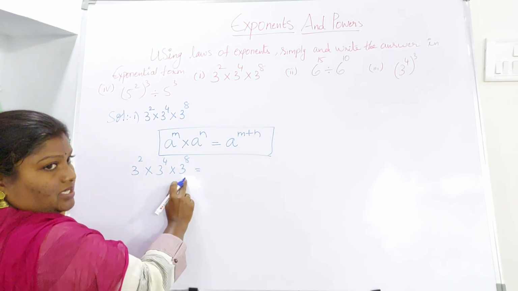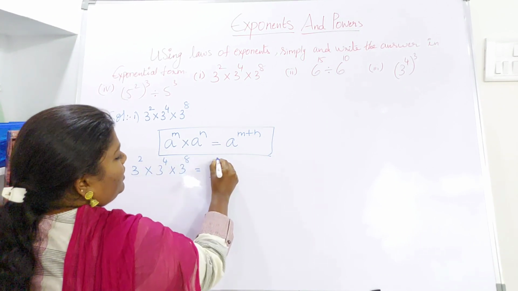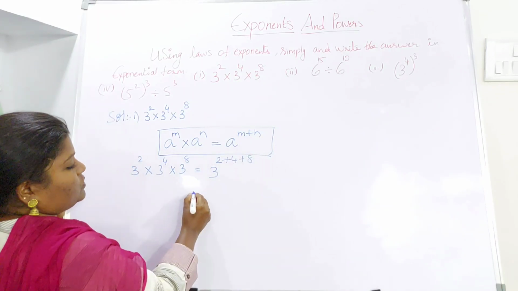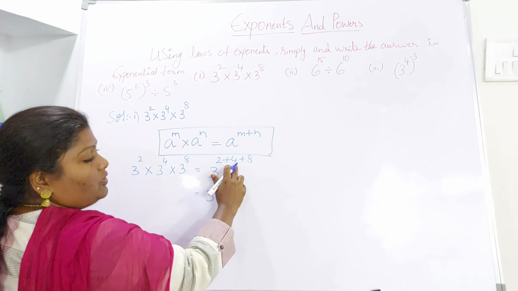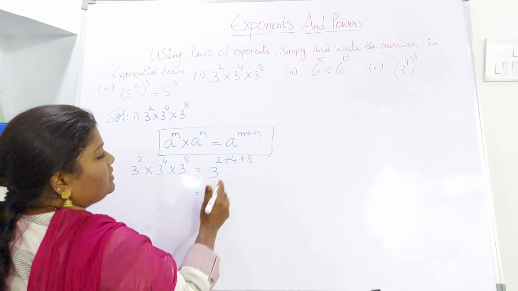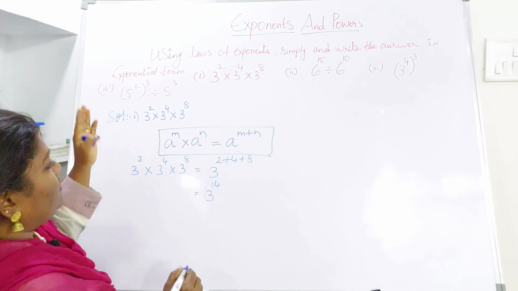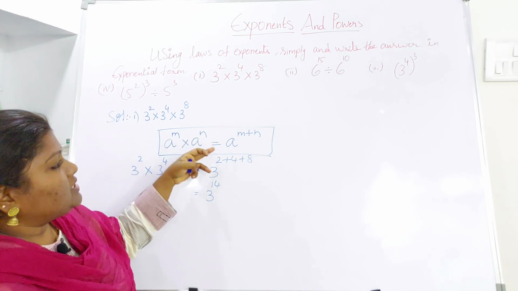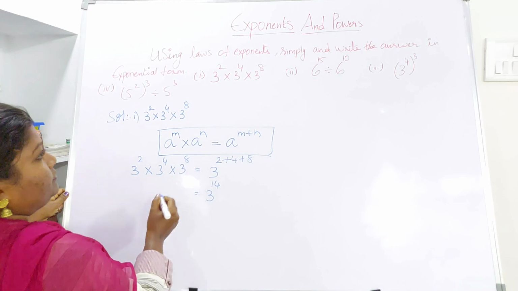As the bases are the same, you can take the base one time and add up the powers: 2 plus 4 plus 8. So this is 3 to the power of 2 plus 4 is 6, 6 plus 8 is 14. Yes, so here I have used the formula a power m into a power n is equal to a power m plus n.